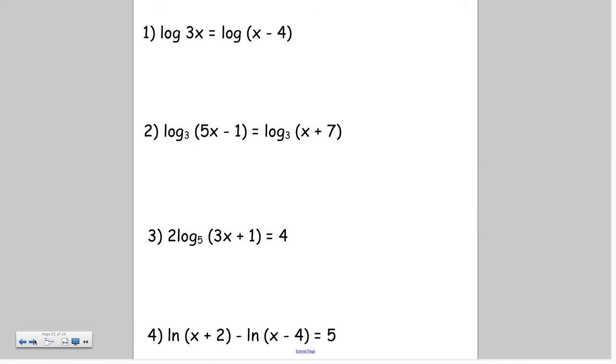So, first thing, number one, you've got logs on both sides. When you have logs on both sides, you drop them and solve.